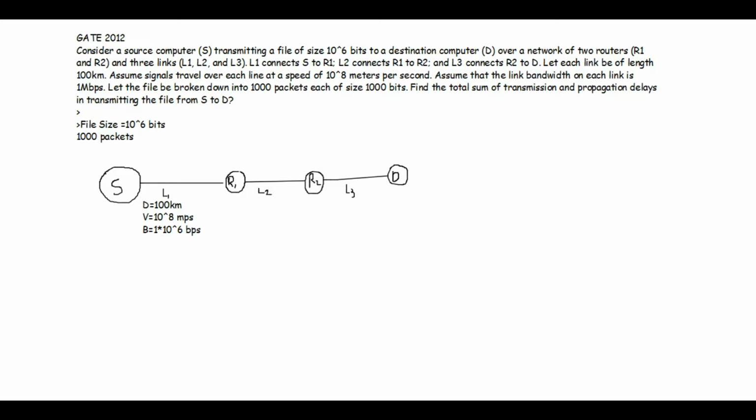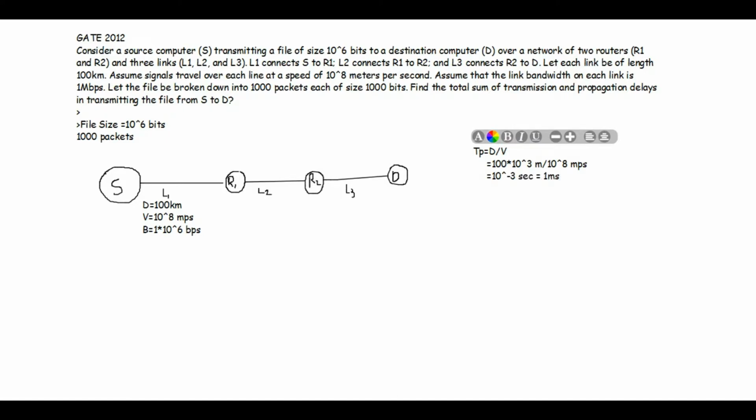So we know the propagation delay is equal to distance divided by velocity. The distance is 100 km, which is 100 into 10 to the power 3 meters, upon 10 to the power 8 meters per second. When we solve this, we will get 1 millisecond. So the propagation delay is 1 millisecond.